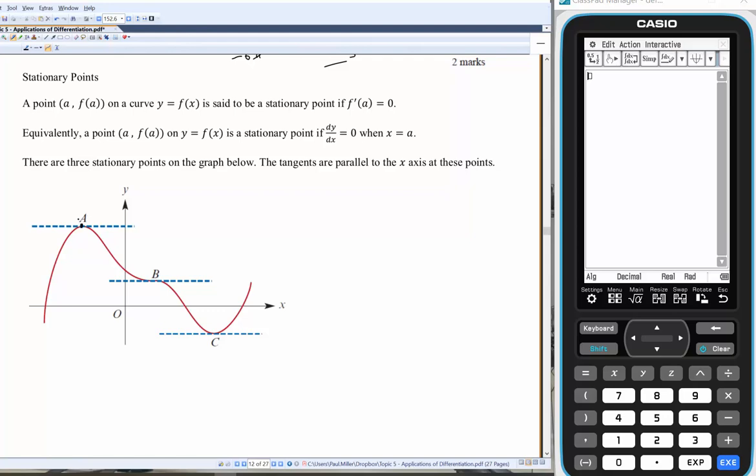And what we've got here, this one here is a max. This one here is a SPOI, as Ms. Cowan calls it, or a stationary point of inflection. And this one here is a min. Now we're going to note that this is, let's call this a local max, and let's call this a local min. The reason we call it local is it's actually not the maximum value, okay?